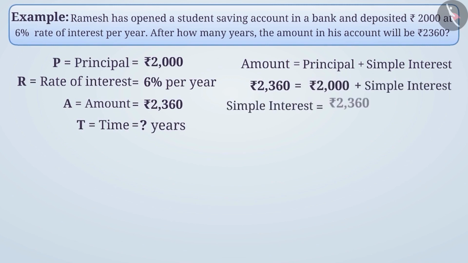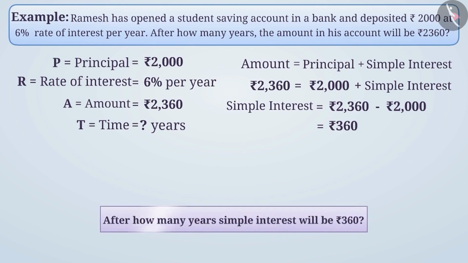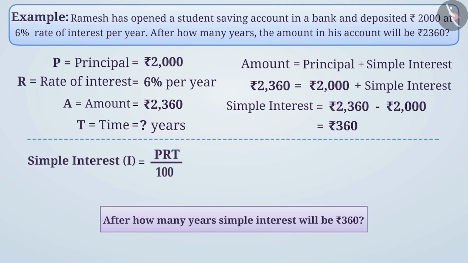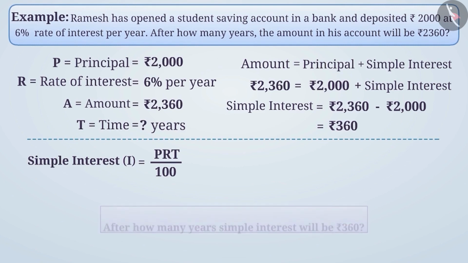Therefore, interest is equal to 2,360 minus 2,000, which is equal to rupees 360. To find the number of years in which the simple interest will become rupees 360, we need to use the simple interest formula. I is equal to PRT by 100.